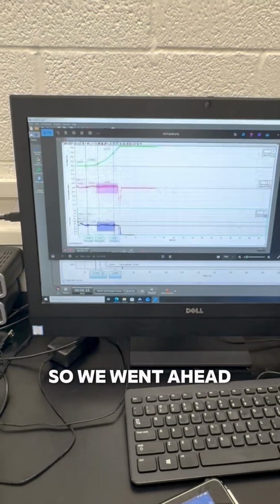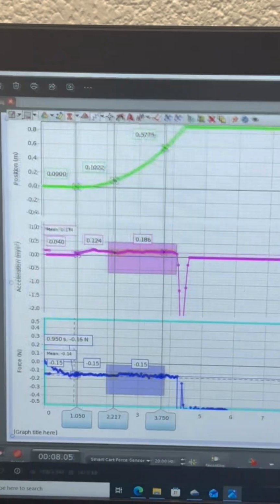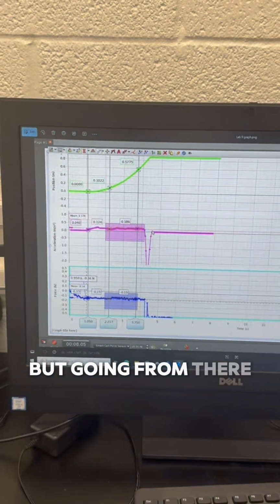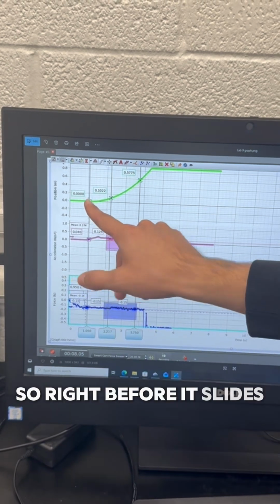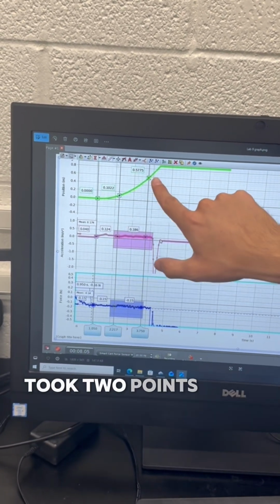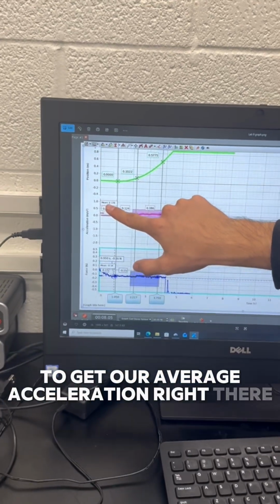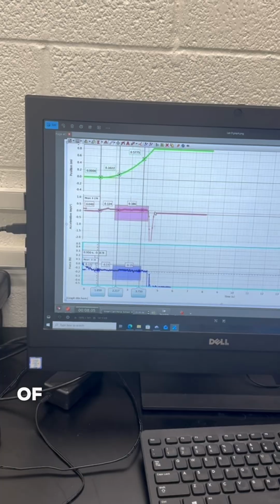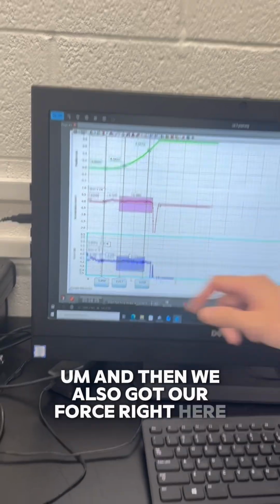So we went ahead, we slapped the cart on the side because we didn't know how else to record it. But going from there, you can see that this is our static right here. So right before it slides, it swoops up. And so we just took 2 points from the swoop to get our average acceleration right there of 0.174.